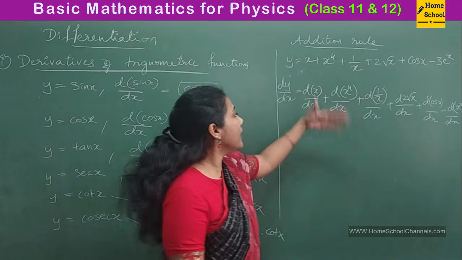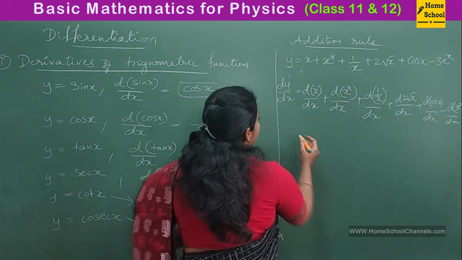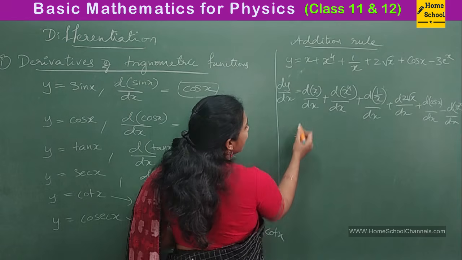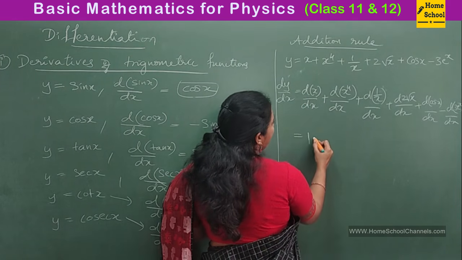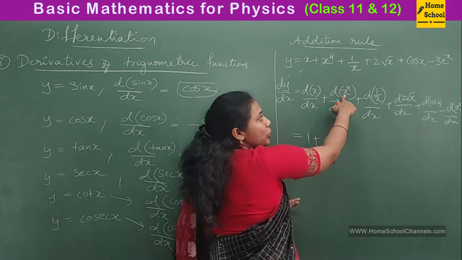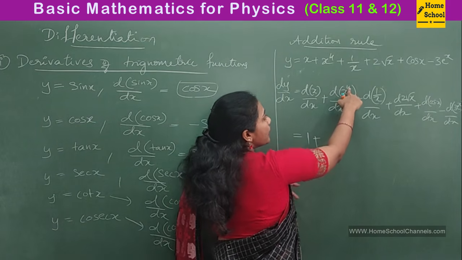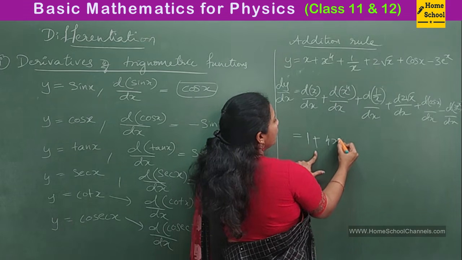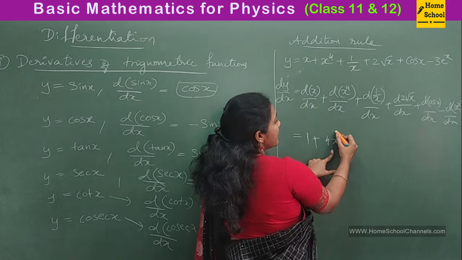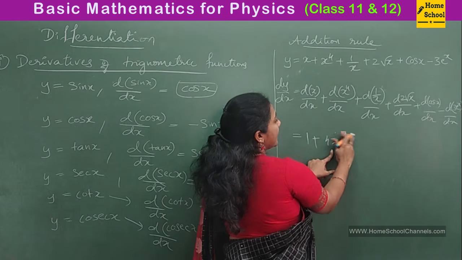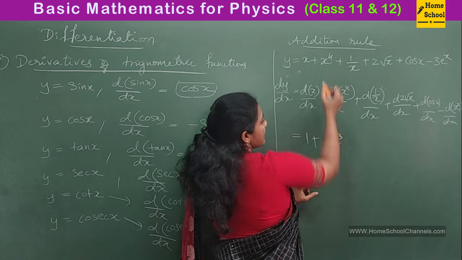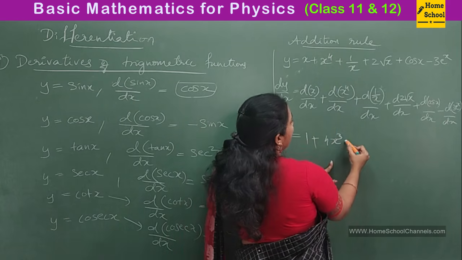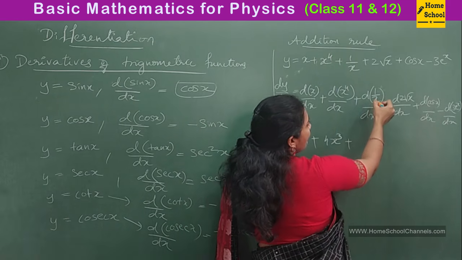You just have to apply the formulas and solve this equation, right? So how much is dy by dx? Differentiation of x by dx is 1, plus the power rule you have to apply. Here, 4 into x to the power n minus 1, that is 4 minus 1, that means 4x cube. So differentiation of this term is 4x cube, plus differentiation of 1 by x.